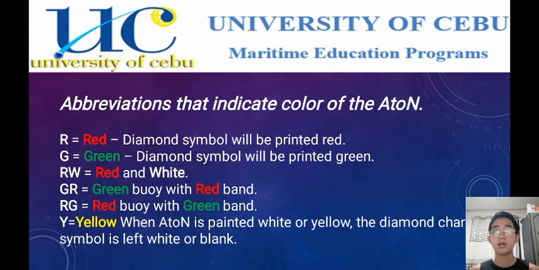Abbreviations that indicate color of the aid. R, red, the diamond symbol will be printed red. G, or green, the diamond symbol will be printed green. RW, or red and white. GR, which is a green buoy with a red band, and RG, a red buoy with a green band. And lastly is yellow, which is Y. When an aid is painted white or yellow, the diamond chart symbol is left white or blank.